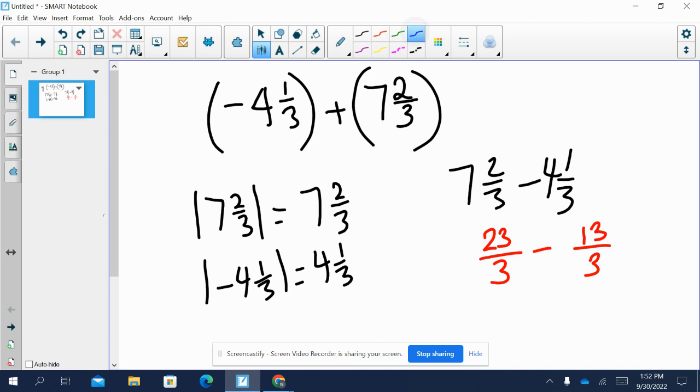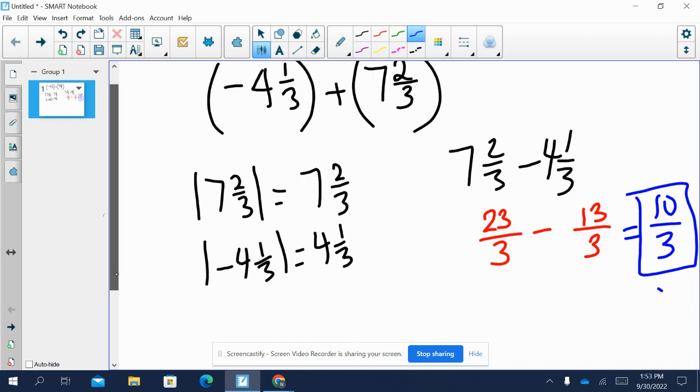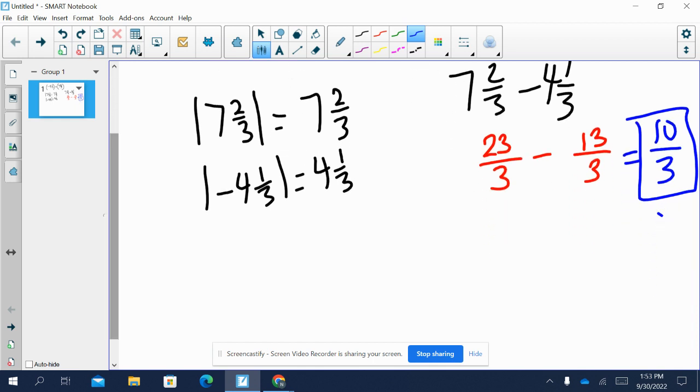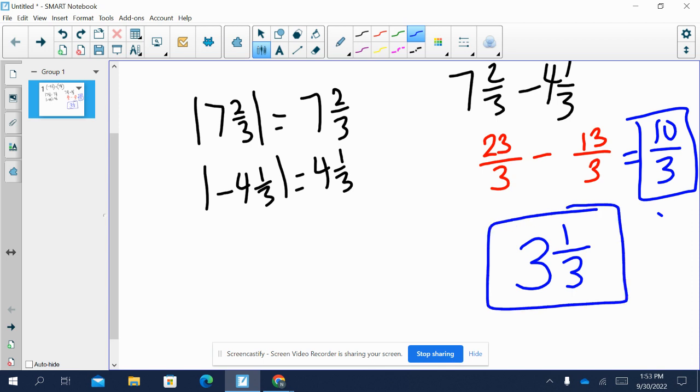And again, because the denominators are the same, we're able to easily just subtract the numerators. So 23 minus 13 gets me 10. So 10 thirds. Now I can leave it as an improper fraction, or I can change it back to a mixed number. How many times does 3 go evenly into 10 without going over? So 3, 6, 9, 12. It goes in 3 times evenly without going over. And then 3 times 3 is 9, so I have 1 left over to get to the 10. I put that over the 3, and 3 and 1/3 is my answer.